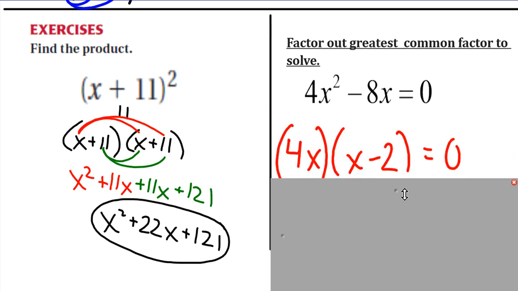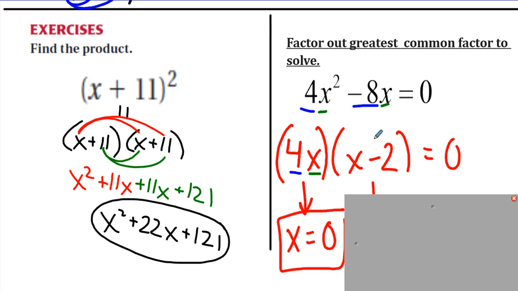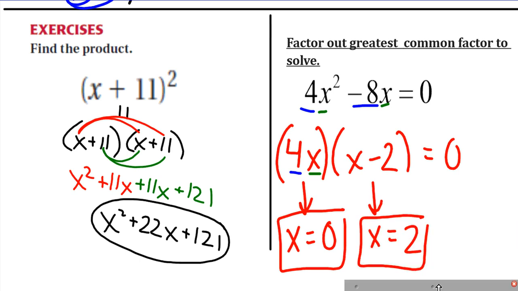Second one, biggest number I can divide out of 4 and negative 8 is a 4. The most amount of x's I can divide out of x squared and an x is an x. What is left behind? An x and a minus 2. Now it's factored and I can solve. What would I have to multiply 4 by to get 0? Well, 0. What would I have to have x be? So it's x minus 2 equals 0. X would have to be a positive 2. So 0 and 2 are your two solutions to this equation. And how did we solve it? We did it by factoring.